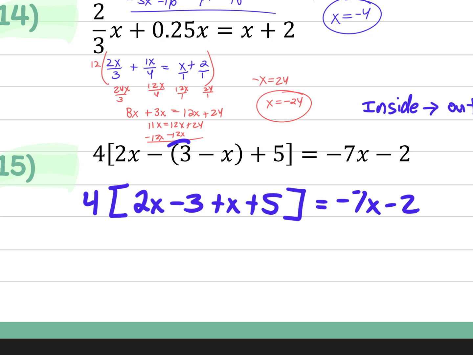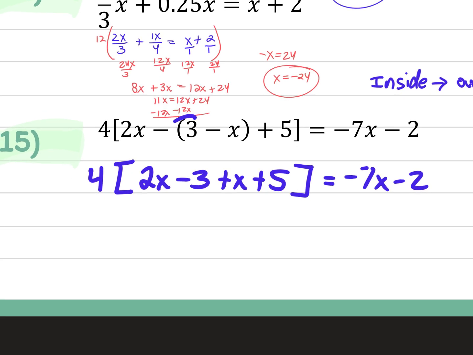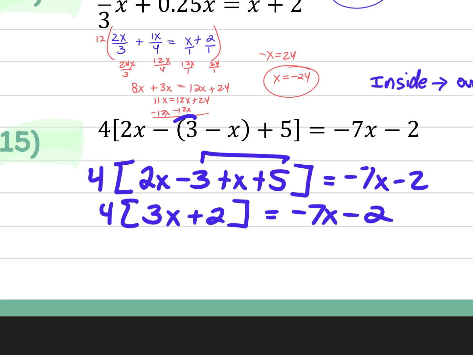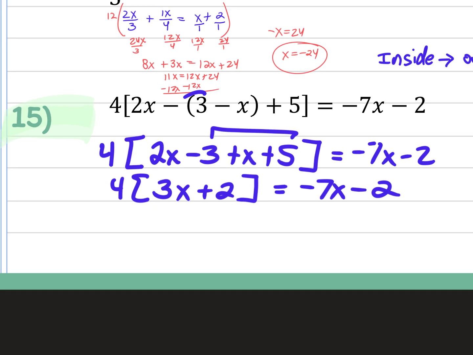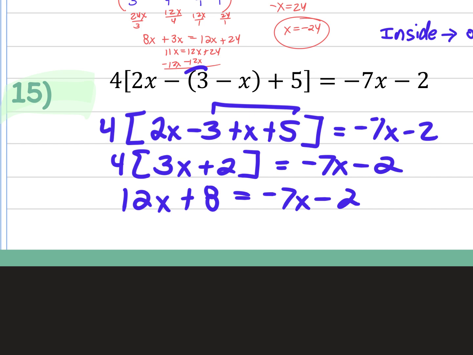So now, guys, do I distribute the 4, or is there anything I can clean up inside? Like terms, good. So I have 4, 2x and 1x is 3x. Negative 3 and 5 is 2, good. Remember, fully simplify each side, then you can move letters to one side, numbers to the other. So what do I do with the 4? Distribute: 12x plus 8 equals negative 7x minus 2. And now what?